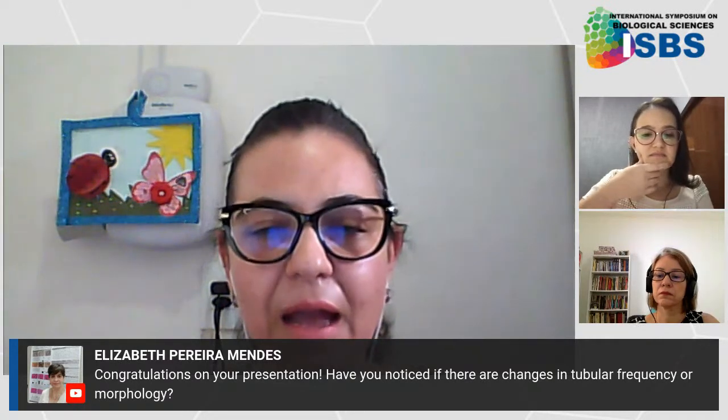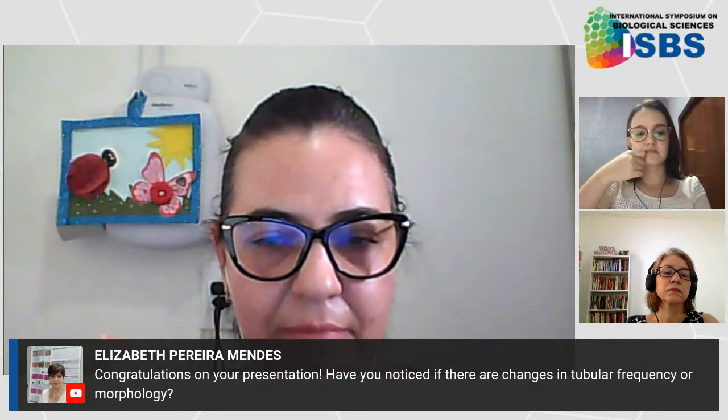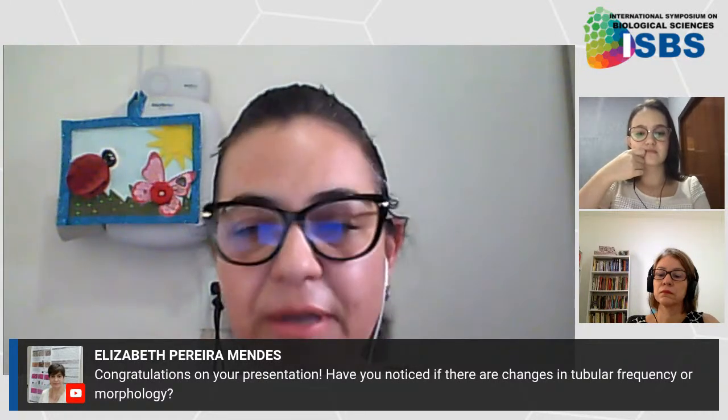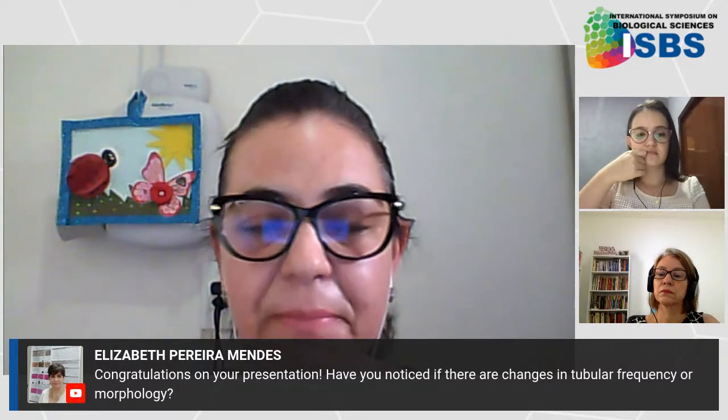Well, as I showed in my presentation, when we analyze the proximal tubules and the distal tubules, you can see this deposition of collagen, and apparently we can see more. We could see a diminished glomerular capsule, and that's one of the reasons that leads us to think that the microalbuminuria has increased.